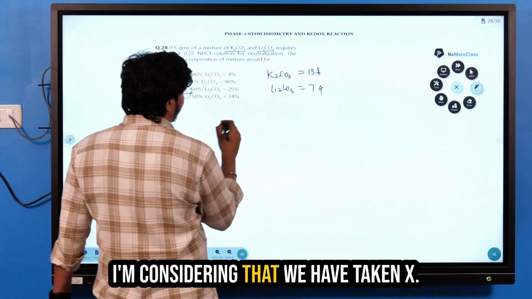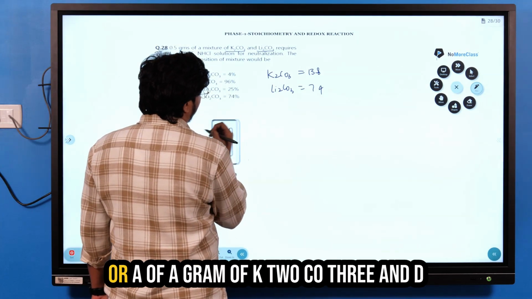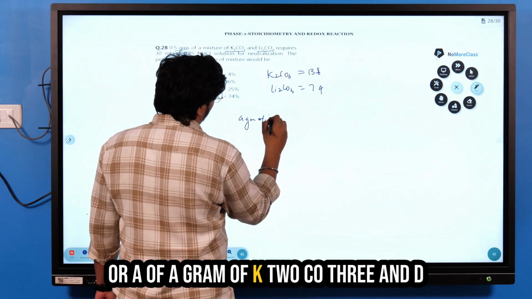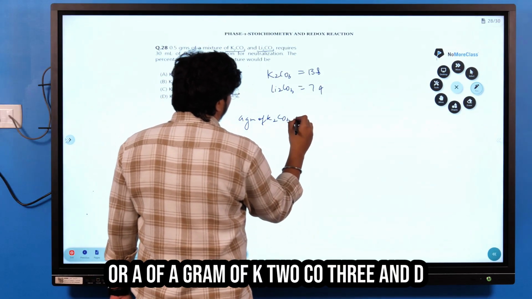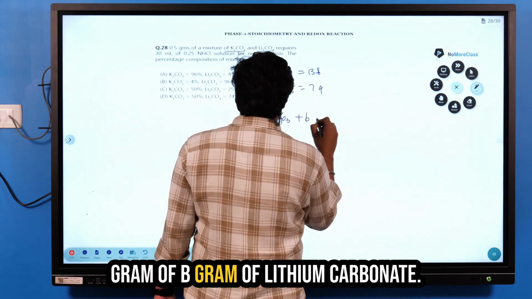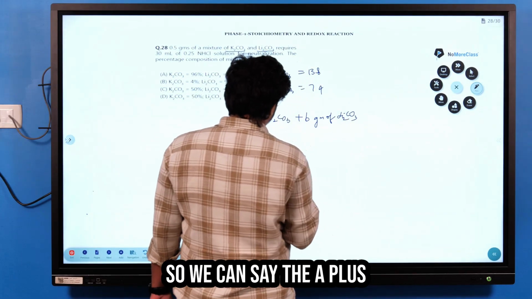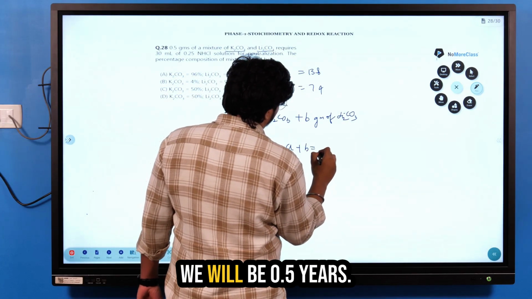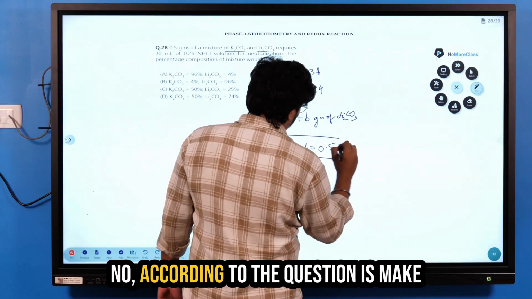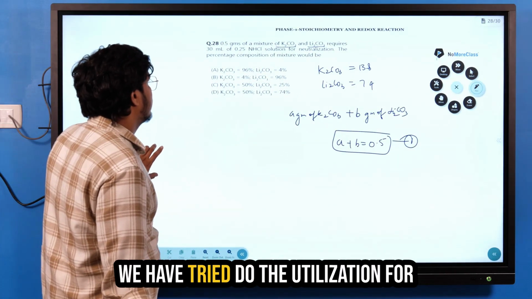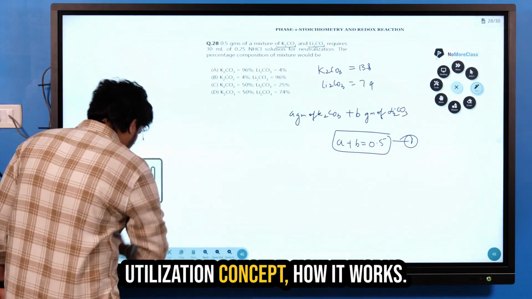I'm considering that we have taken A gram of K₂CO₃ and B gram of lithium carbonate. So we can say A plus B will be 0.5, according to the question. This is equation 1. To form the second equation, we have to use neutralization. So how does the neutralization concept work?